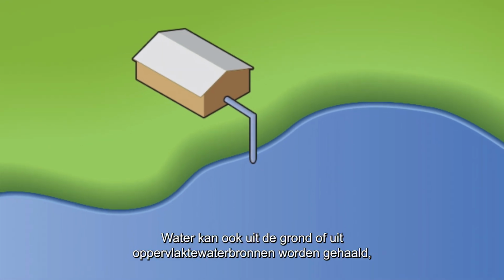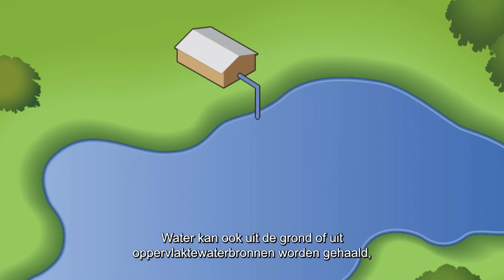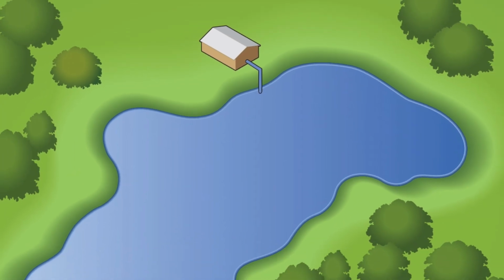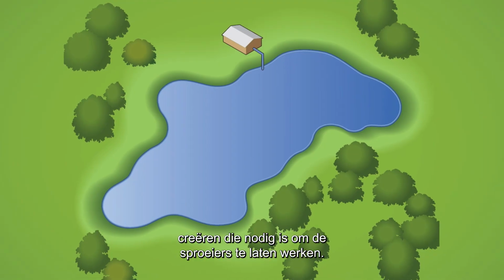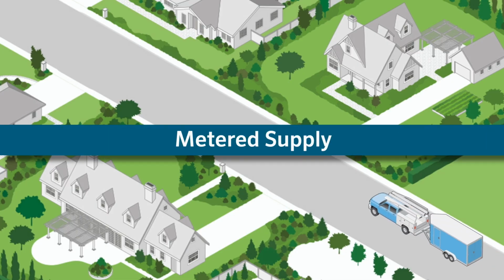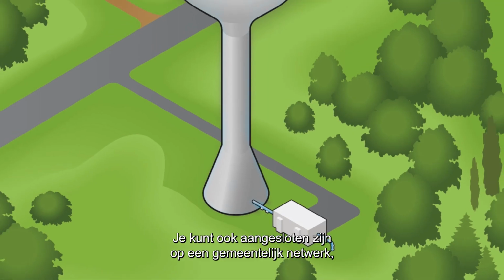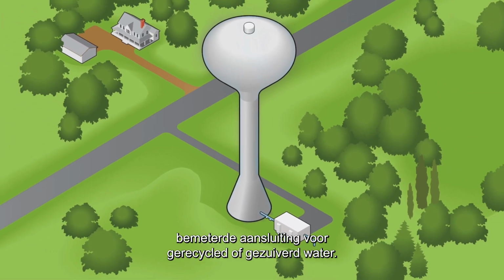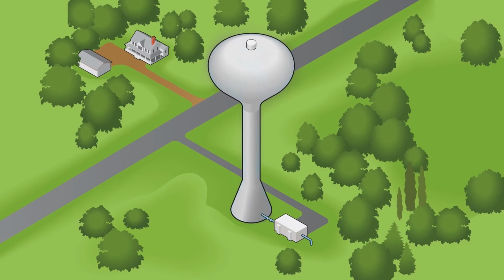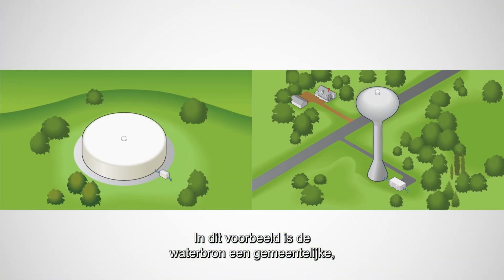Water can also be pulled from the ground or surface water sources like ponds, lakes, streams, and rivers using pumps to create the pressure needed to operate the sprinklers. You may have a municipal connection, like a metered potable water service or a metered recycled or reclaimed water service. In this example, the water source is a municipal metered potable connection.